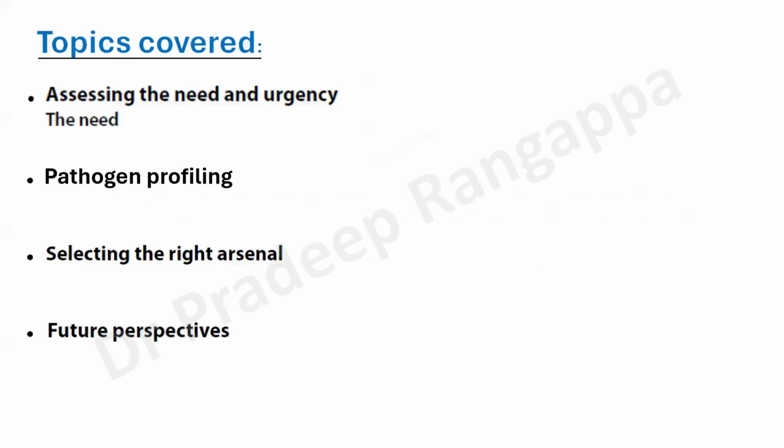So the topics that I would be covering are assessing the need and urgency, that is, the need for antibiotics and how urgently an antibiotic needs to be considered. The second broad category that we need to be sensitized to in the back of our mind is pathogen profiling. So when we identify the choice of antibiotic, we need to be aware of what sort of pathogen we may be targeting and what sort of pathogen we would have in the milieu that we are treating the patient in.